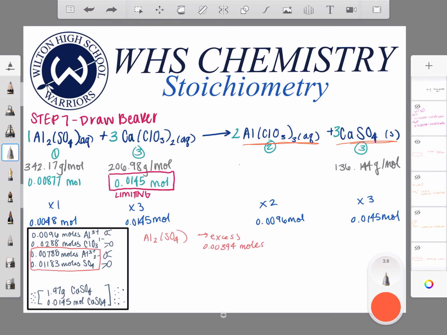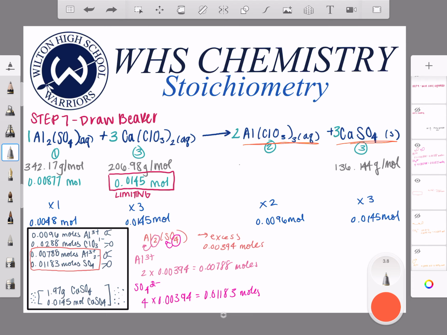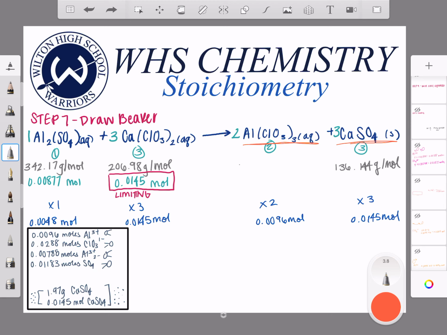So, since it's the excess, we calculated the excess amount of moles earlier in the problem, so we're going to use that number of moles to do this calculation. For the Al3+, there's a 2 subscript, so we multiply the excess amount of moles by 2, and that's how we get the 0.00788 moles of Al3+. Then for the SO4 2-, we multiply it by 4 as there's a 4 subscript, and that's how we get the 0.01183 moles of SO4 2-. And that is how you would draw the beaker.